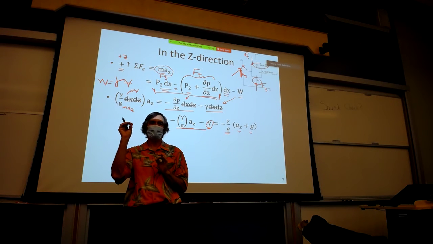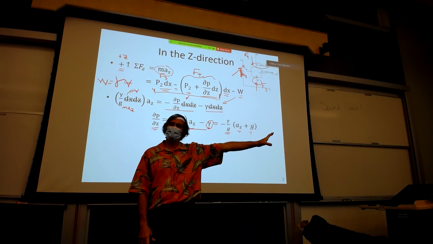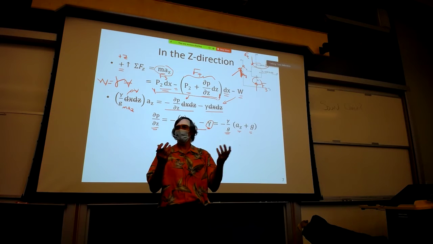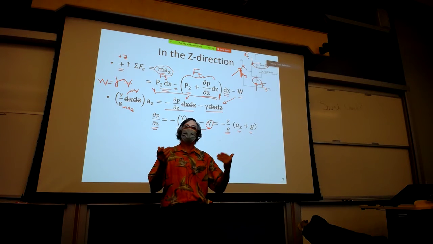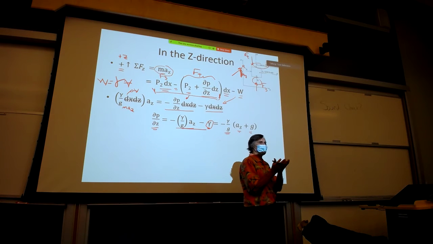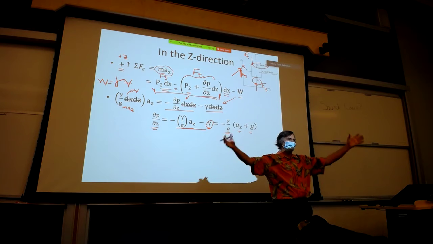If we had no ax, what do you get? dP/dx is 0. You get what happened in fluid statics. I want it in this form because I want to say, well, what if we have no az? We should get what we had in fluid statics. So fluid statics is just a subset of the general form of acceleration of fluid masses.